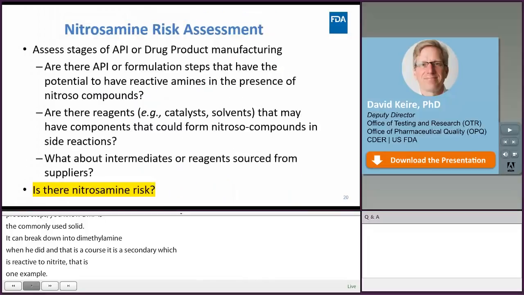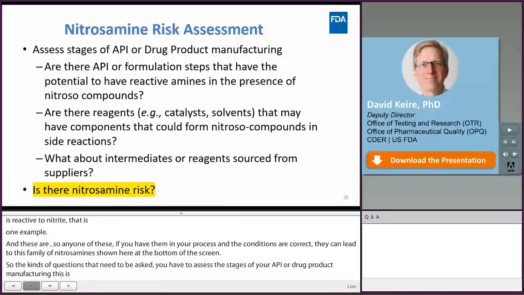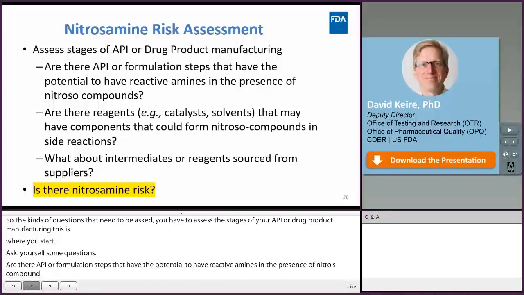So the kinds of questions that need to be asked: you have to assess the stages of your API or drug product manufacturing. This is where you start. Ask yourself some questions. Are there API or formulation steps that have the potential to have reactive amines in the presence of nitroso compounds? Are there reagents, for example catalysts or solvents, that may have components that could form nitroso compounds as side reactions? An example of that is DMF as a side reaction forming DMA, and then there are other process steps going on where you have the presence of nitrite. What about intermediates or reagents sourced from suppliers?